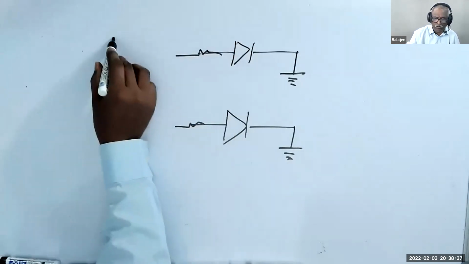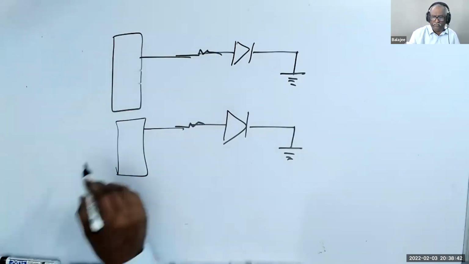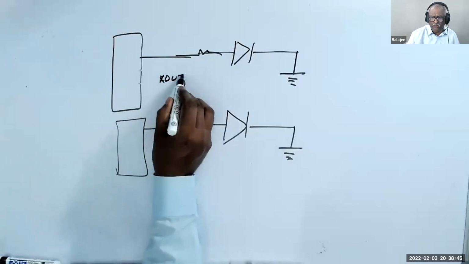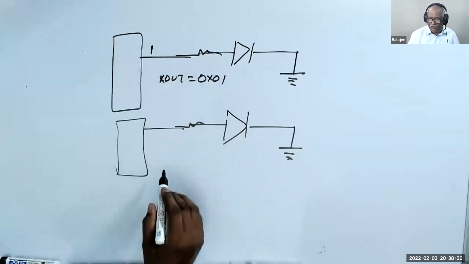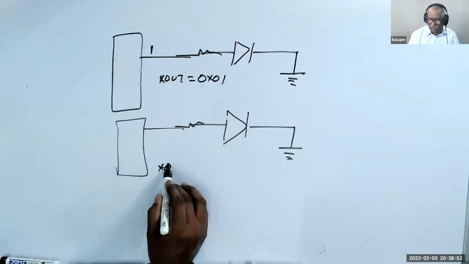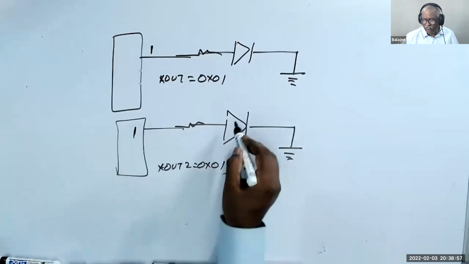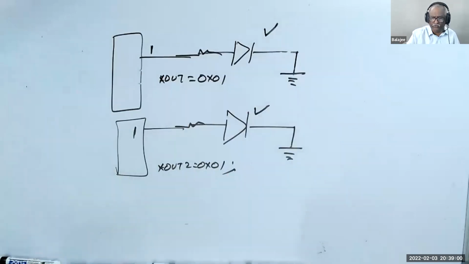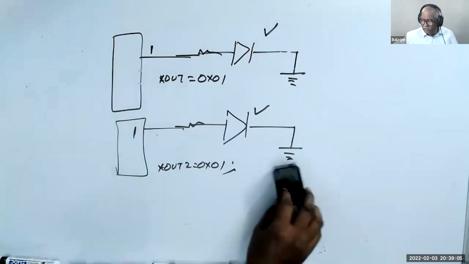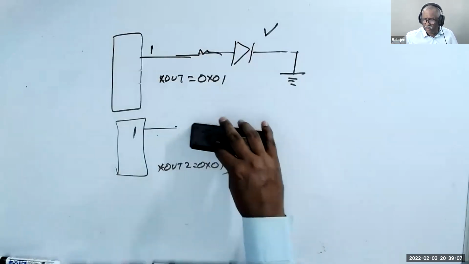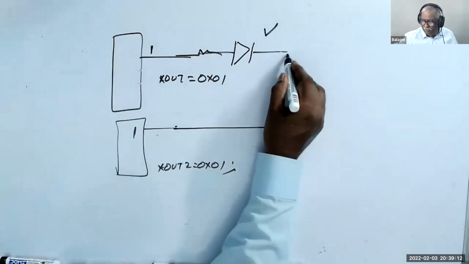Now I have a port. I have another port. This is star out 1 is equal to 0x01, so it becomes 1. Now I say star out 2 is equal to 0x01. This is 1, so both LEDs will glow, because this is 5 volt, this is 5 volt. There are 2 ports, 2 pins. Now what I have done is, I have removed this. I've connected this pin to this pin. Now what will happen? Tell me.